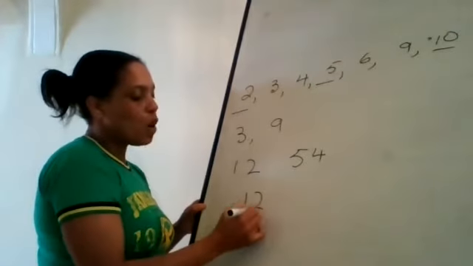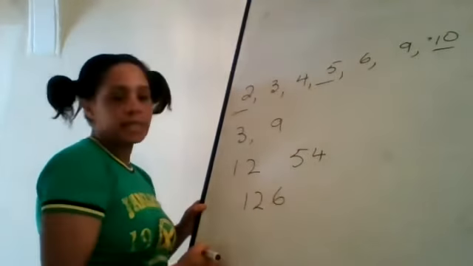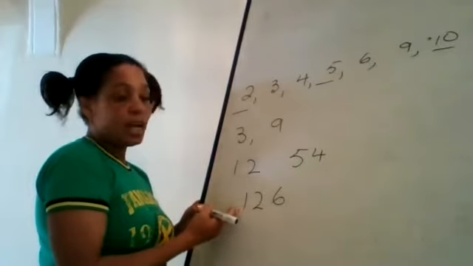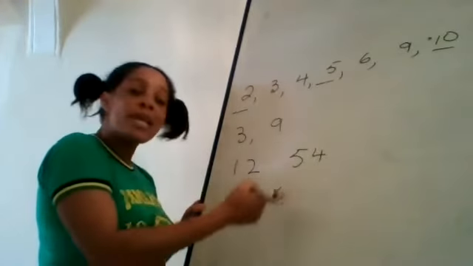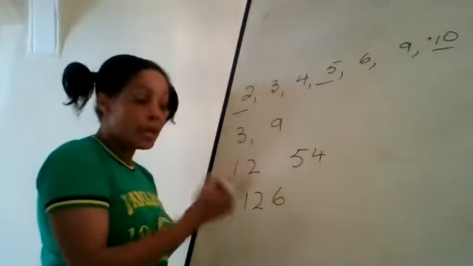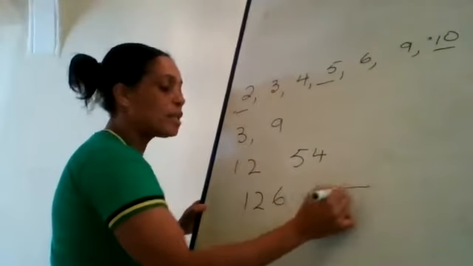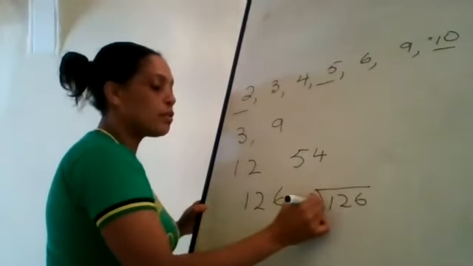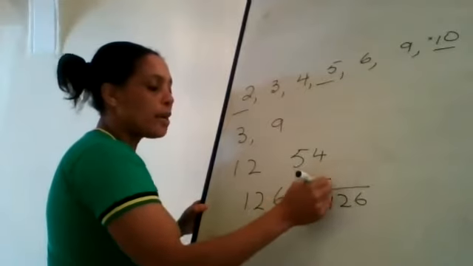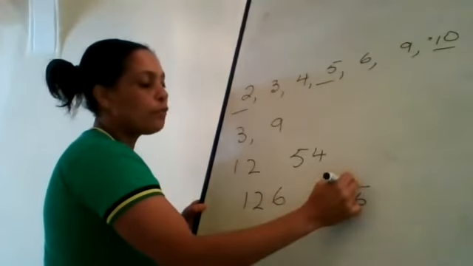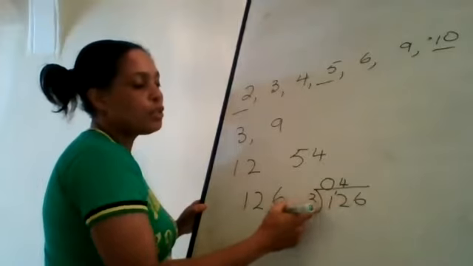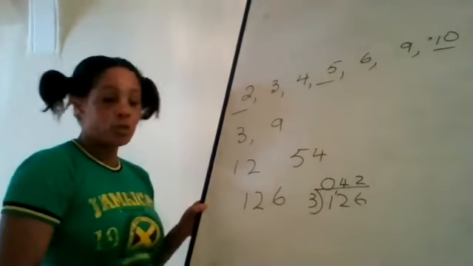Let's look at 126. 1 plus 2 plus 6 is 9. 9 is in the 3 times table, so 126 will be able to divide by 3 without leaving a remainder. And if we do a test, 1, 2, 6, 3. 3 into 1, I can't, so I put my 1 there. 3 into 12 is 4, nothing is left over. 3 into 6 is 2, so I get 42.